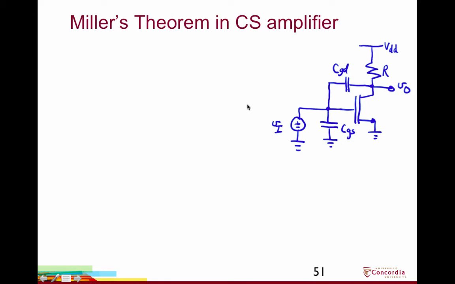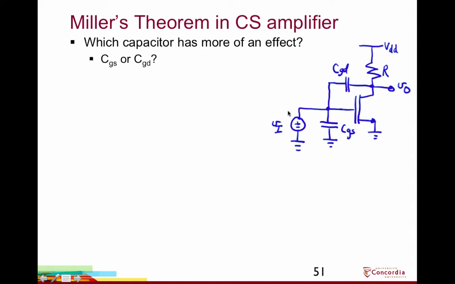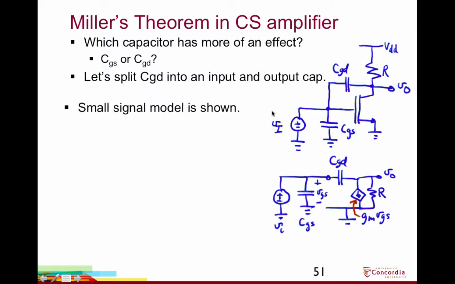Let's apply this notion to a common source amplifier. So let's ask ourselves, which capacitor has more of an effect on the bandwidth or on the input impedance of this circuit, CGS or CGD? Well, let's split CGD into an input and output cap. To do this, we're going to write the small signal model. So I've drawn the small signal model here with CGS, CGD, and the voltage-controlled current source, and I've ignored RO. We could lump it in here as being simply in parallel with R.